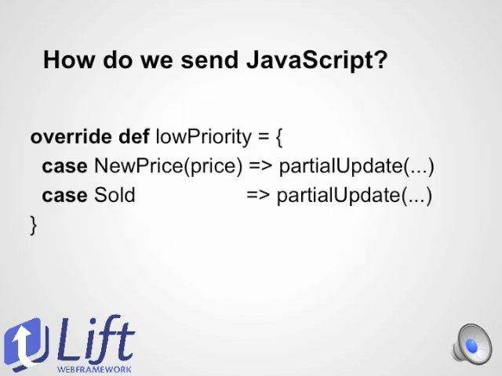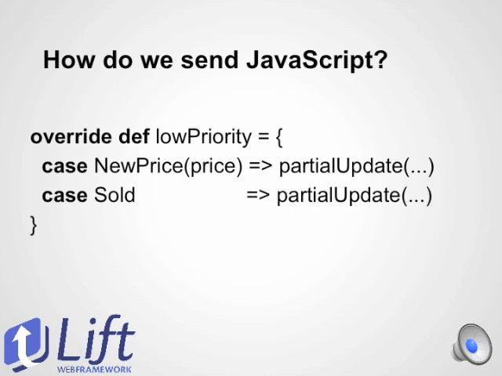Then the other side is on the Scala code: how do you send that JavaScript to the browser? Well, one way is by overwriting this partial function called lowPriority. In this case, you can see we have two different messages that this Comet actor is listening for, it knows how to react. The first one is a case class, NewPrice, that has just one value, the new price. And then to the right side, you use a function called partialUpdate.